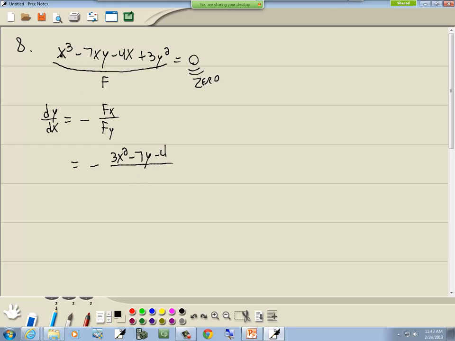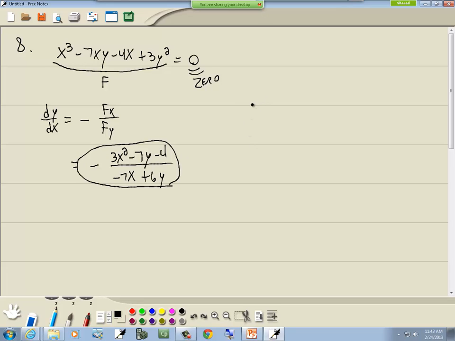Now on the bottom, we take the partial with respect to y. x is treated as a constant, so x to the third drops away. The negative 7x is a constant here, and the derivative of y is 1. So that gives us negative 7x. The x is a constant, so the negative 4x drops away, plus 6y. And that's our answer.